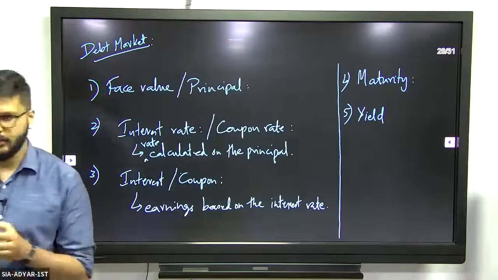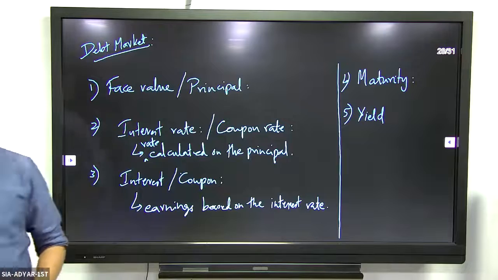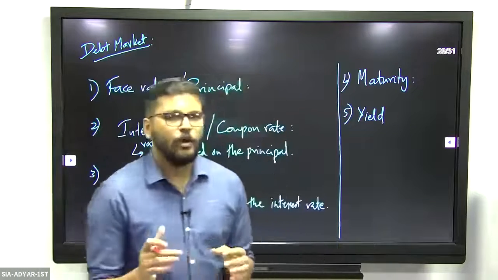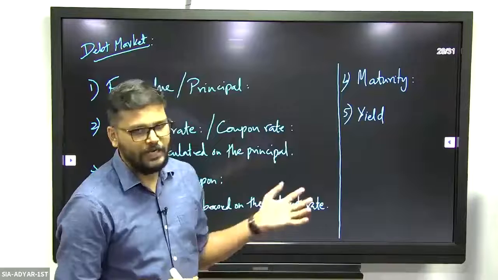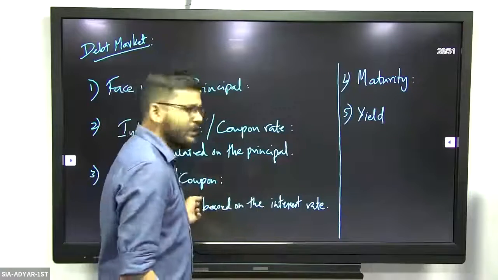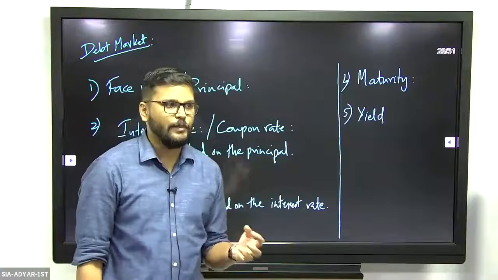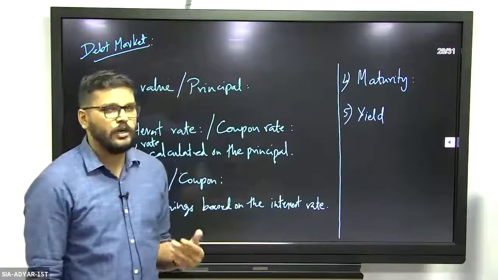Okay. Then there is a term called yield. Now the term yield has many different meanings in the financial market itself. One of the simplest meanings that you can think of, that is what I am going to give you now. Interest is what you earn per year, because interest rate is calculated per year, right? 10% per year. Interest is what you earn per year.